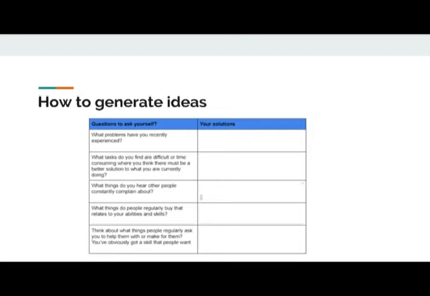Then ask yourself, what sort of things do people regularly buy that relates to your ability and skills? And then also, on that same note, think about what people come to you and regularly ask you to help them with, or make for them. You've obviously got a skill or talent in that area, so it might be worthwhile exploring that a bit further. So if you can generate between 5 and 10 ideas, we'll go through the ideas in a bit more detail in the next lecture.